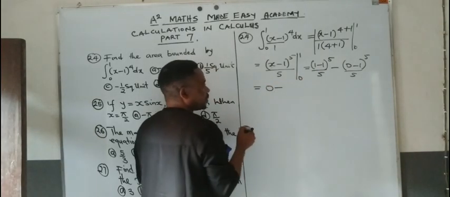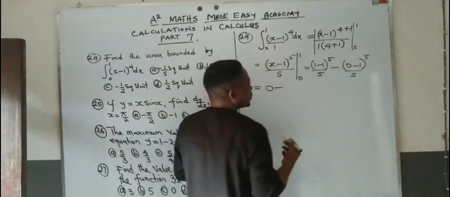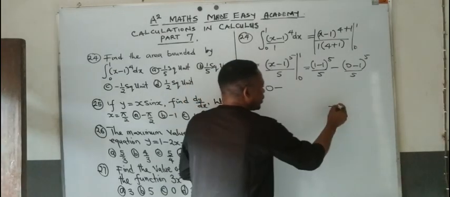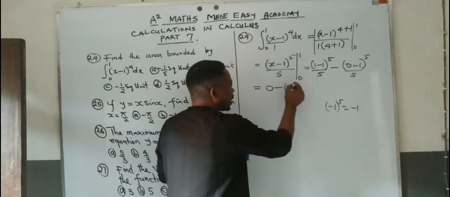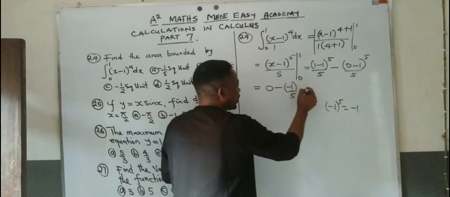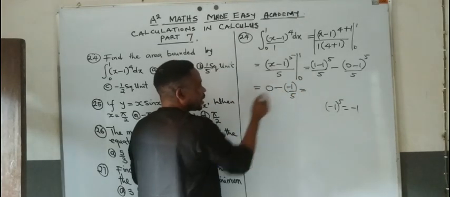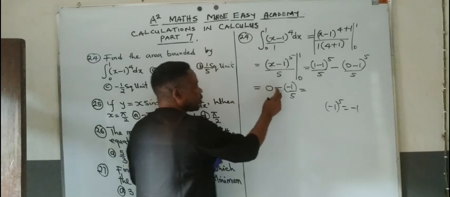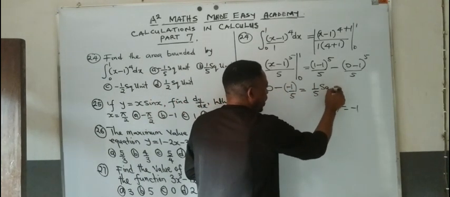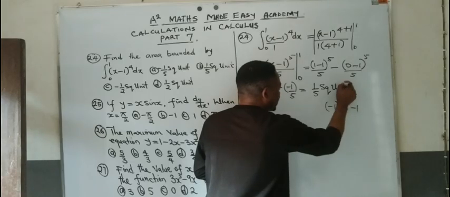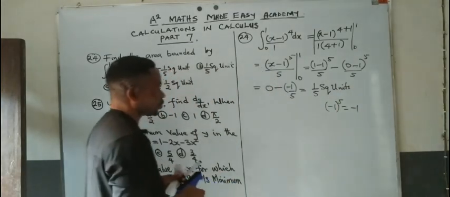Then I have here minus. Then 0 minus 1 is minus 1. Then minus 1 raised to the power of 5 will give you minus 1. I will introduce here minus 1, then all over 5. Can you now see that minus times minus will give you plus? Then 0 plus 1 over 5 is 1 over 5. Then the unit of area is squared unit. And that is the final answer using the shortcut.